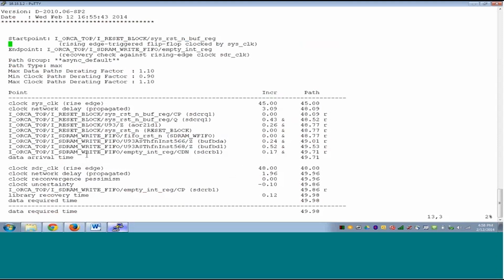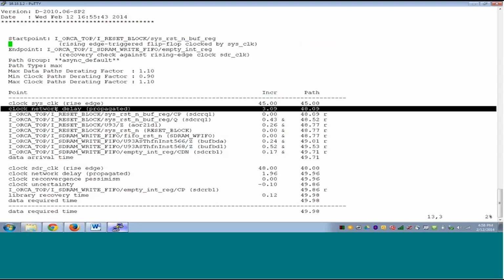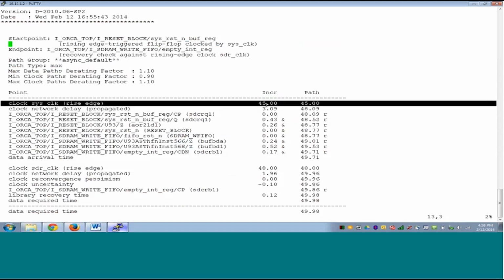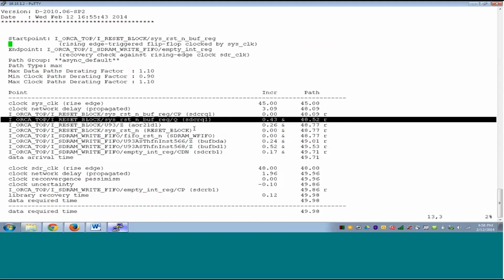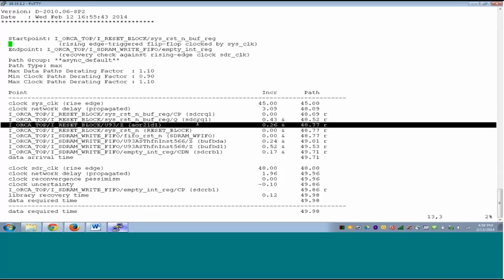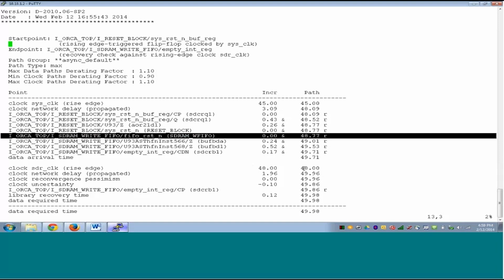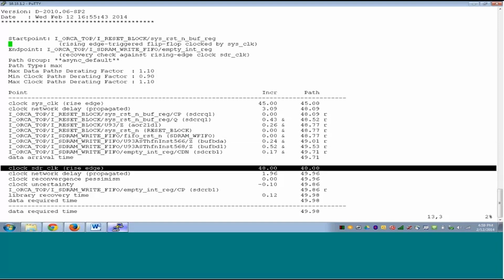Second important thing, clock network delay propagated. Clock network delay propagated is the total clock latency that PrimeTime has calculated. So it is giving a propagated figure. It will give just a figure here if you don't give any option in report timing. So 45 is the rise edge, plus 3.09 is the propagated delay, plus clock to queue delay, which you already know. I'll expand this report timing each and every time, so I'll tell you the major figures here. Clock network delay propagated. These are again gate delays. Then the capture edge. Again, it will give clock network delay propagated.